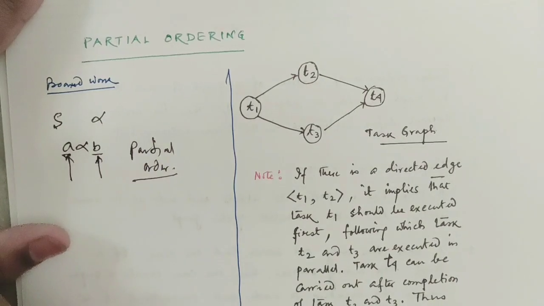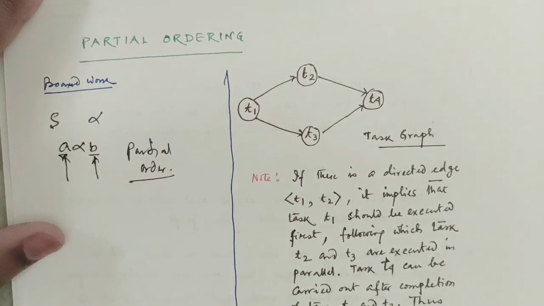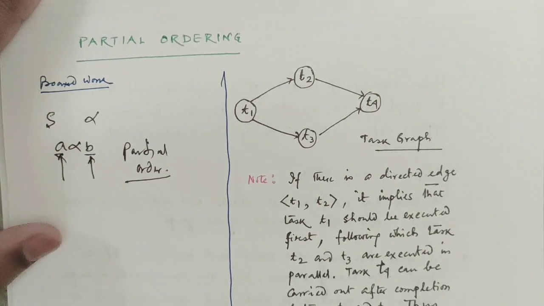Okay, and this kind of order is not a total order, it is called a partial order. In other words, a partial order is a scenario where certain activities need to be computed first before performing the other activities that are dependent on it. If I am dependent on you, that implies you must appear before me. It's like that.